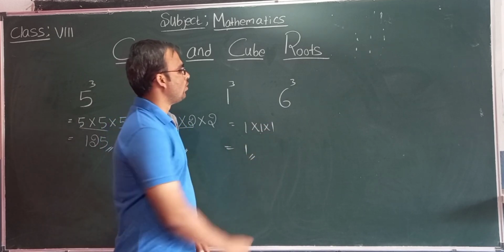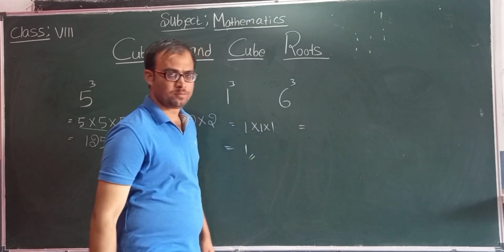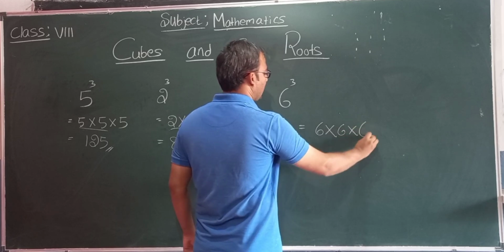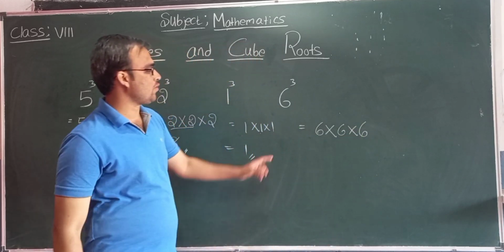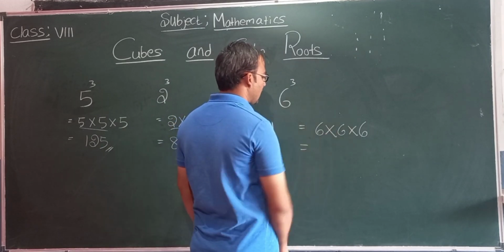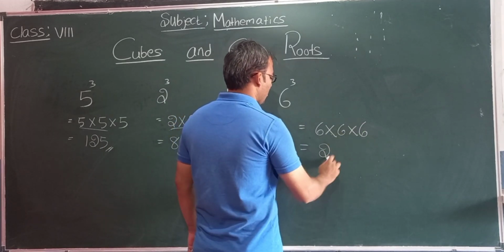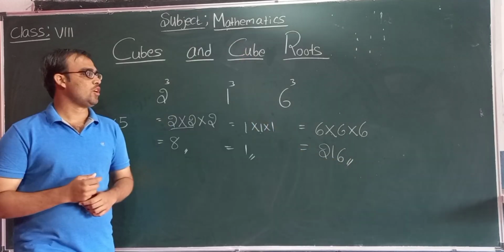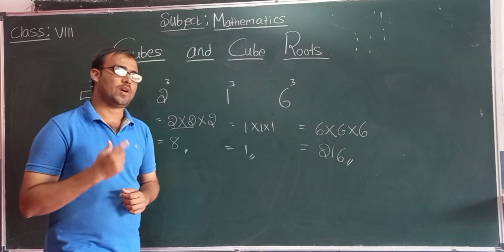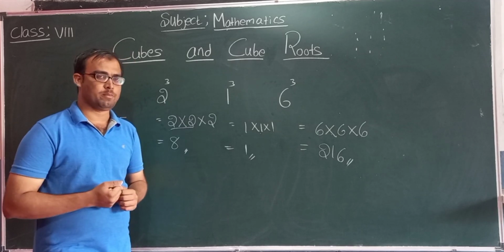Now, how to find the value of 6 cube? Look here: 6 into 6 into 6. You need to multiply 6 three times. 6 sixes are 36, 36 sixes are 216. So I hope you have understood how to find the cube of a number and how to find the value of that cubic number.